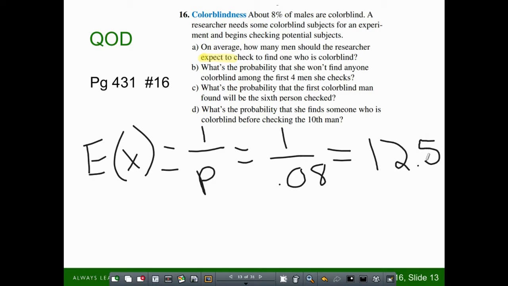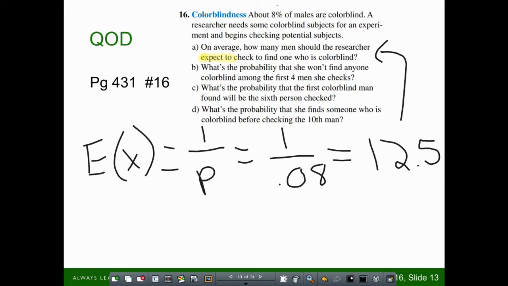Now, that 12.5, what does that actually mean? Remember, looking back at our question here, 12.5 means that if there was a line of men outside that were getting checked to be colorblind, we would expect to have to check 12 to 13 of them before we found one of them who was actually colorblind. Does that mean that it's always going to take exactly 12 or 13 people? No, that's just saying, on average, if we did this a whole bunch of times, we would expect somewhere between 12 to 13 people before we would find one that is colorblind.